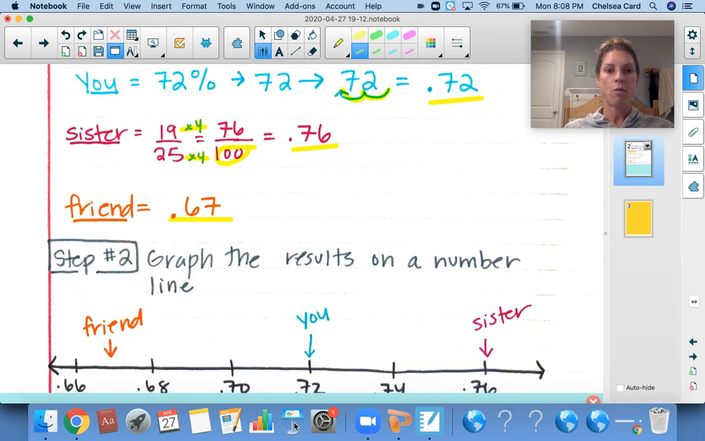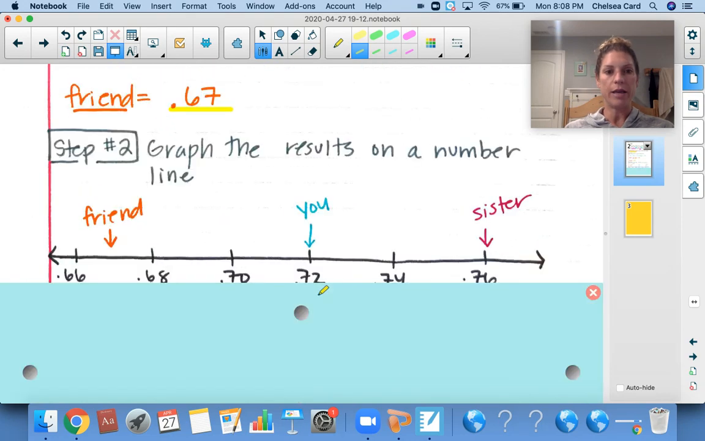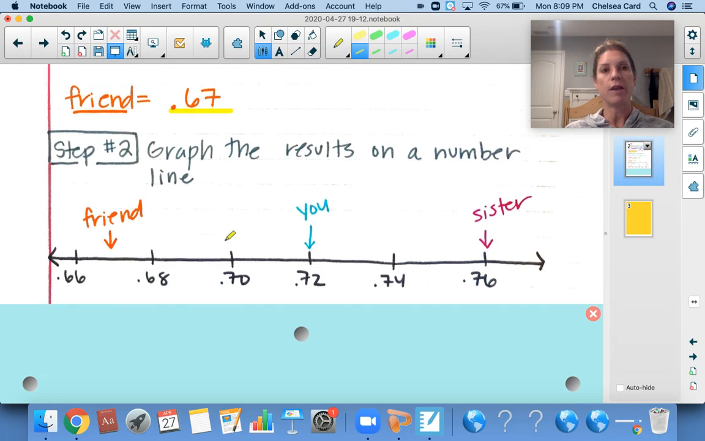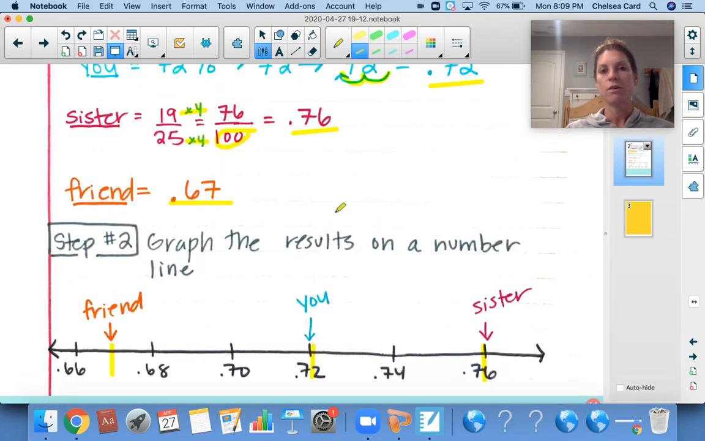So what we can look at here is our number line. And our number line is going up by 4 hundredths, okay? So your friend is about 67 hundredths, which is here between 66 and 68. You are at 72 hundredths and your sister is at 76 hundredths. Now that we've graphed them on our number line, we can clearly see that your friend is the least and your sister is the greatest.